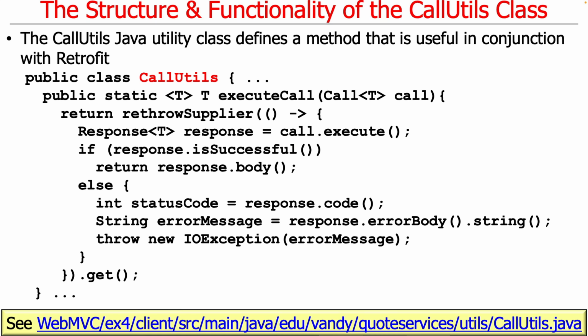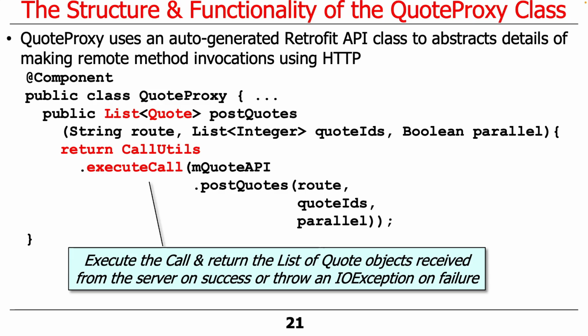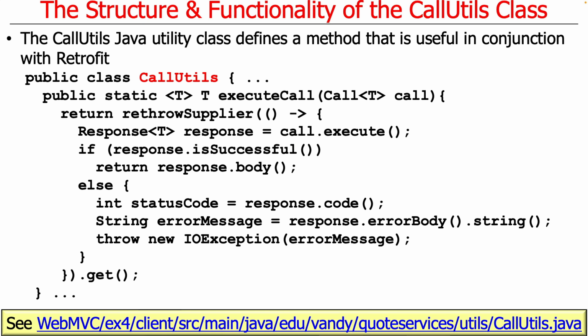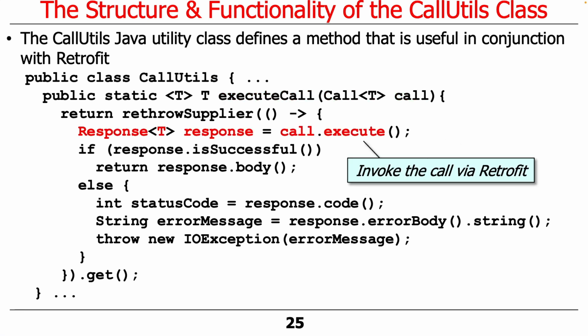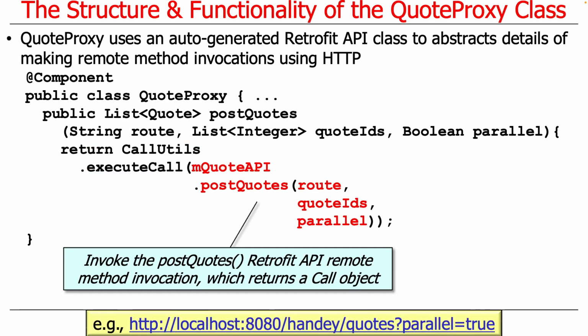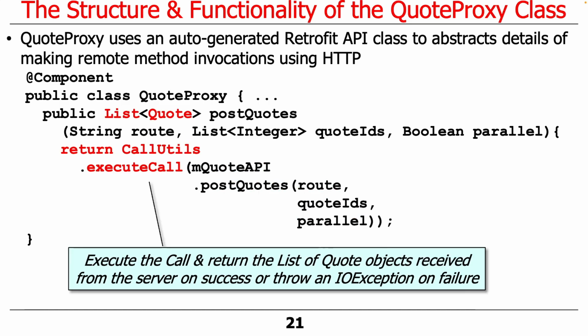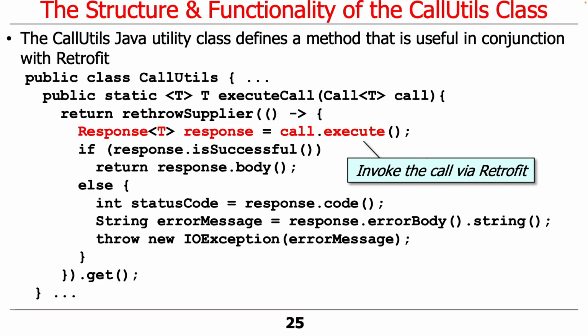So here's the call utils class. That's where execute call comes from. This is just a helper class that defines a method used in conjunction with Retrofit, because this code is totally boilerplate. Here's what it looks like. We pass it the call object, and then we say invoke the call. So we use Retrofit to make the call. The call here is this thing. And we execute that method, which makes the call over to the server.